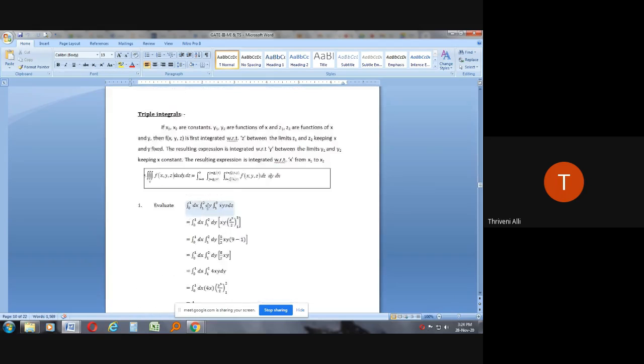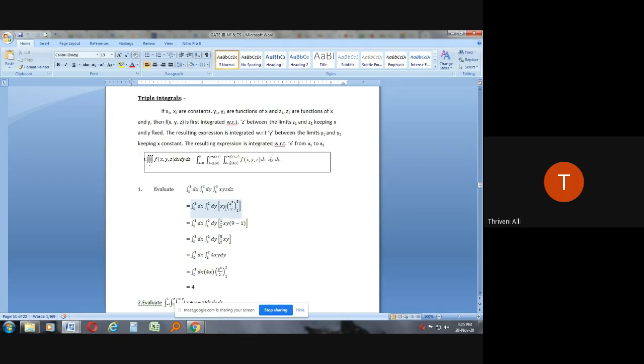Next, triple integral. Here x1, x2 are constants, y1, y2 are functions of x, z1, z2 are functions of x and y. So triple integral means triple. Previously we discussed double integrals. Like that, here also triple integrals. See this example, see this main definition. Here z is a function of x and y, y is a function of x, and x is a constant limit. So we have to integrate first with respect to z and then y and at the last x.